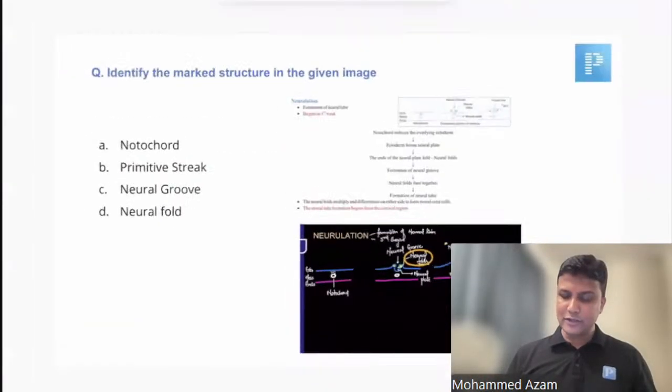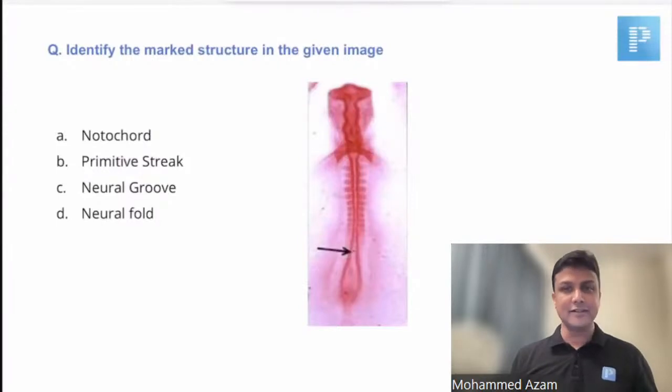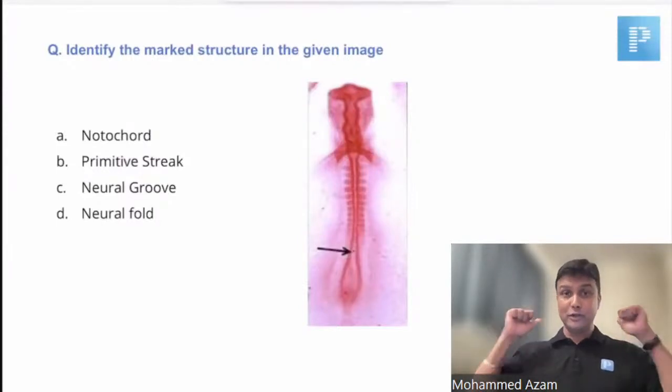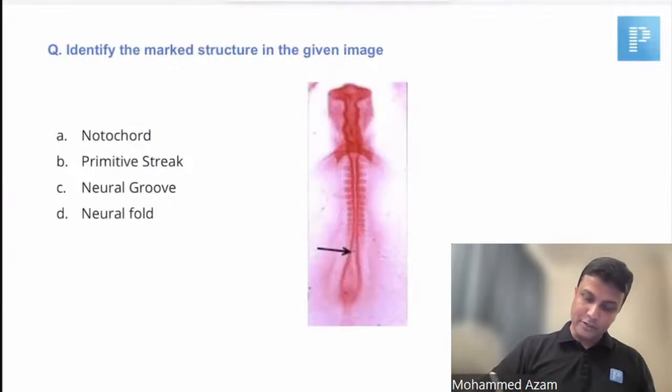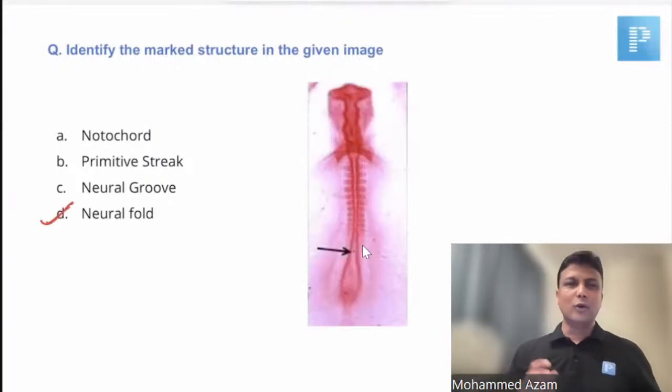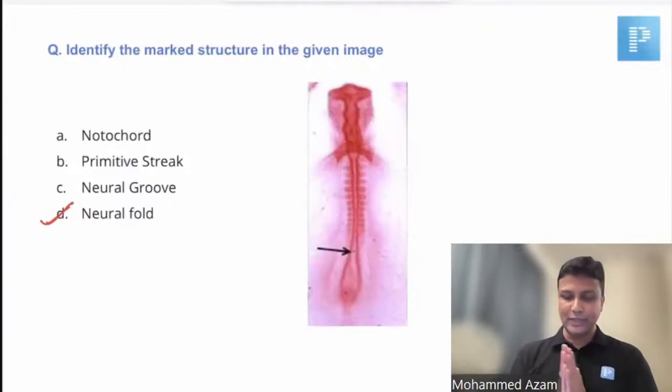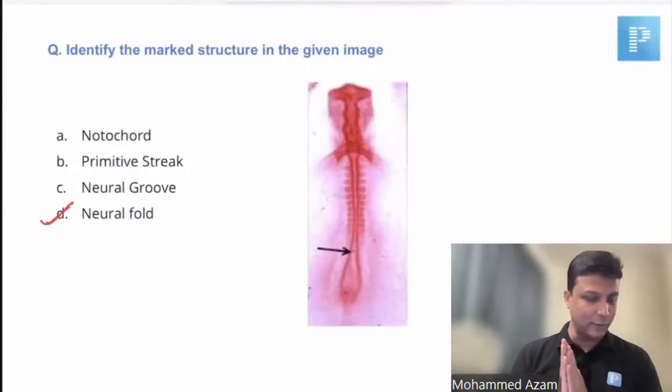And yes, of course, this diagram we have already seen in our classes, when we see the formation of the neural tube from behind. That is actually the neural fold here. So the right option for this one will be the neural fold. Of course, there will always be one question from the development of the neural tube. That is very much important. Please take care about that one.